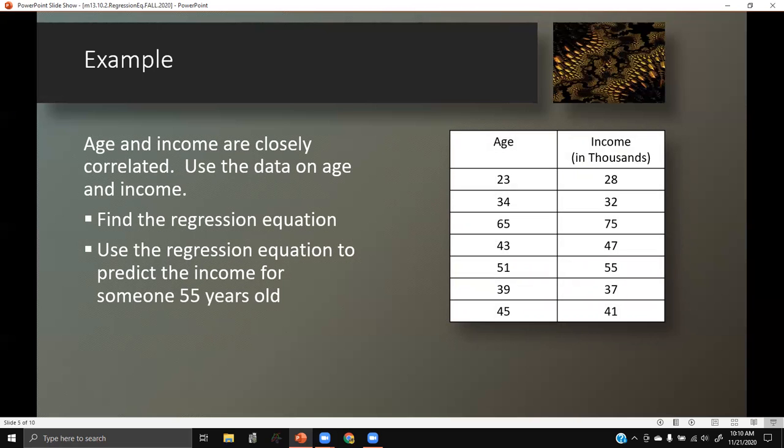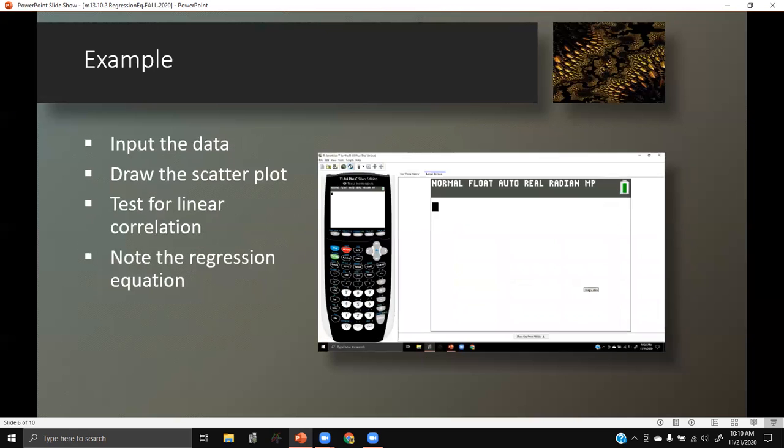Here's our data. So the first thing we'll do is input the data. Then we'll draw the scatter plot, we'll test for correlation, and then we'll note the regression equation. So let me go ahead and run the video and take a close look at the keystrokes.